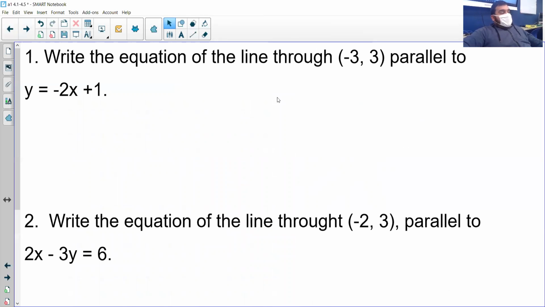So the first problem reads, in case you're having trouble reading. Ethan, just sit down and be quiet. So write the equation of the line through -3, 3 that is parallel to this line, y equals -2x plus 1.